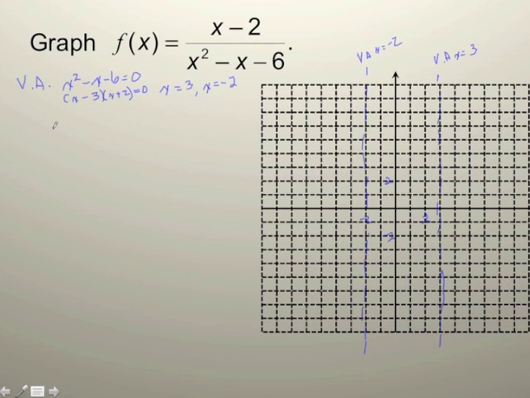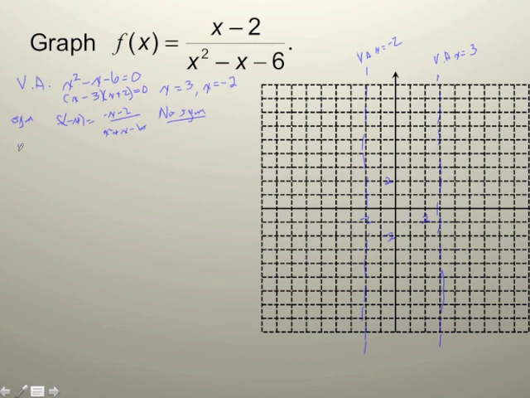Now we'll check for symmetry. So for symmetry, we'll find f of negative x. That will be negative x minus 2 over x squared plus x minus 6. That does not equal f of x or negative f of x, so no traditional symmetry.